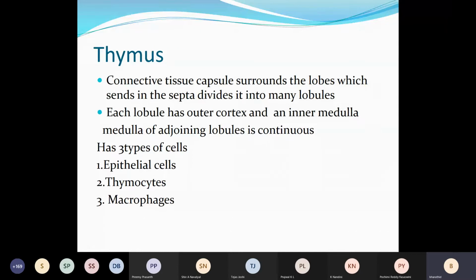Thymus has three types of cells: epithelial cells, thymocytes, and macrophages.